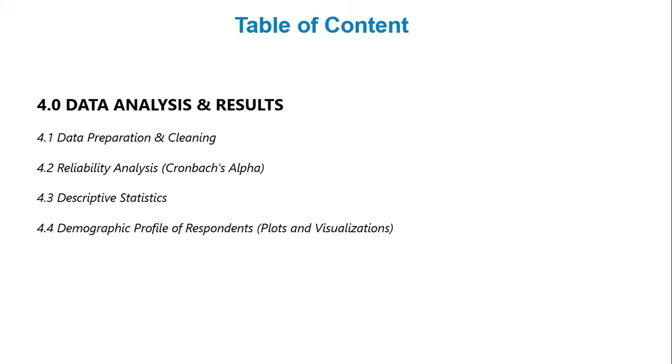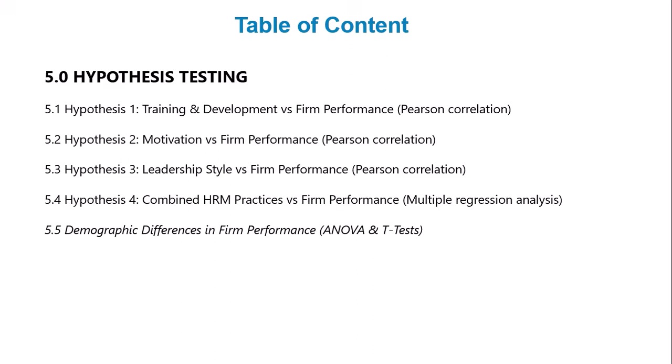In this case, we look at a comprehensive analysis of sample characteristics, including gender, age, education, experience, income, race, and marital status. Look at all those things we have there. So we also look at the hypothesis testing. Hypothesis one, training and development versus firm performance. We are looking at a Pearson correlation. This one is talking about how we handle Pearson correlation to test the relationship between training and firm performance.